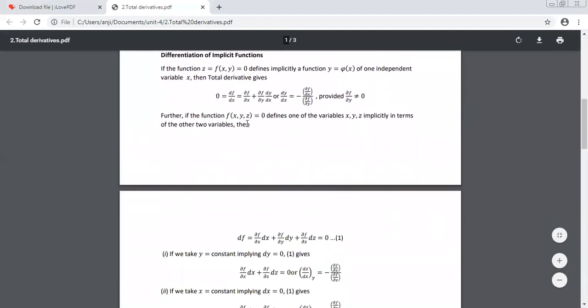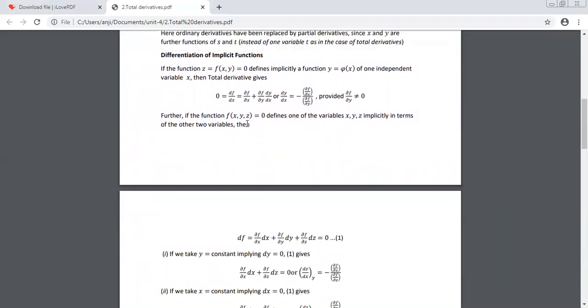Further, if the function f of x comma y comma z equals 0 defines one of the variables x comma y comma z implicitly in terms of the other two variables, then df equals dou f by dou x into dx plus dou f by dou y into dy plus dou f by dou z into dz equals 0. So first condition is if we take y equals constant, then dy equals 0. So dou f by dou x into dx plus dou f by dou z into dz equals 0, right?